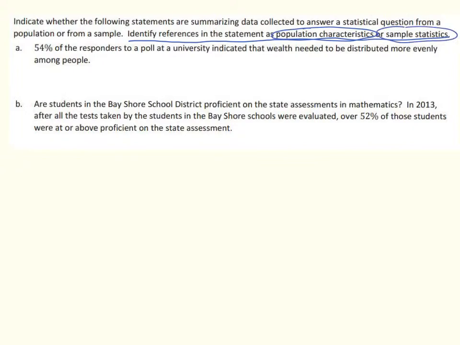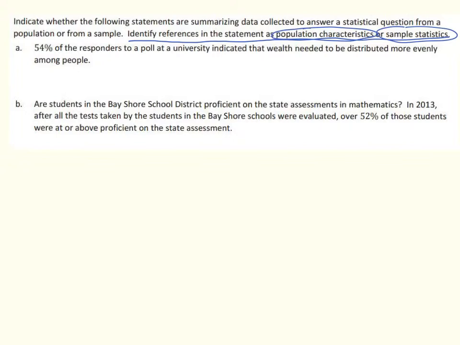This is going to help you get into the next standard. So if we read part A, 54% of the responders to a poll at a university indicated that wealth needed to be distributed more evenly among the people. Okay, so first off, this example right here is a sample, okay?